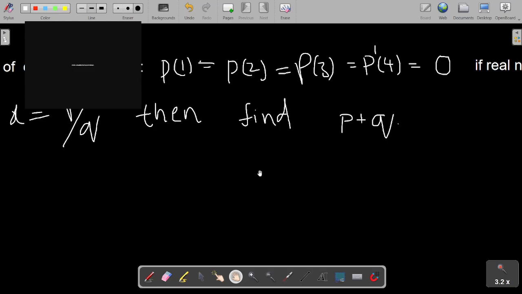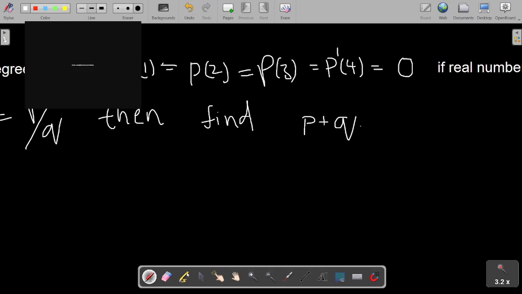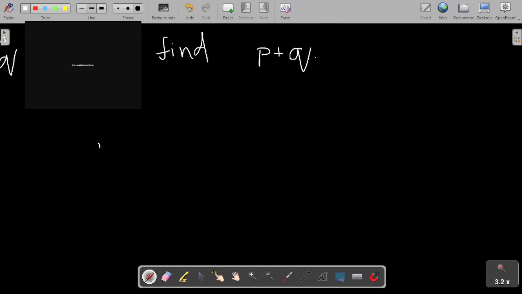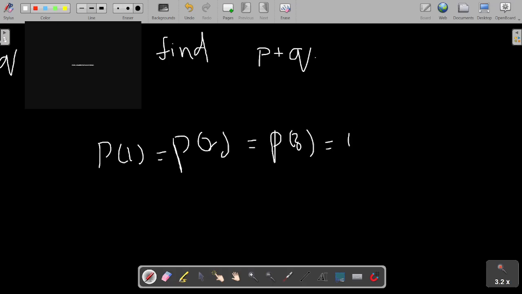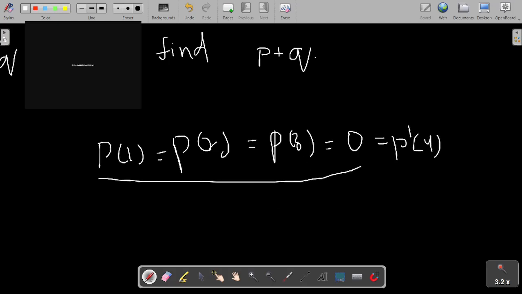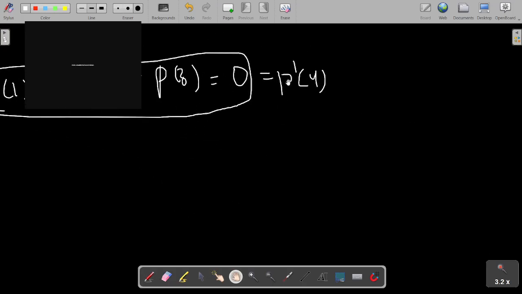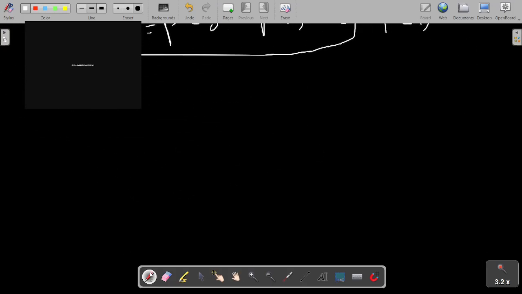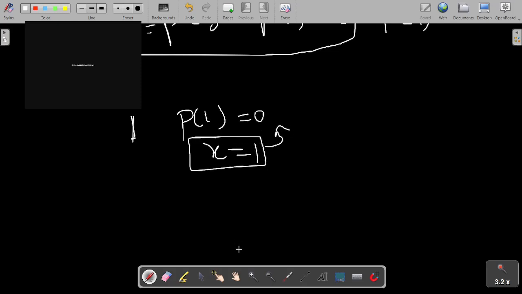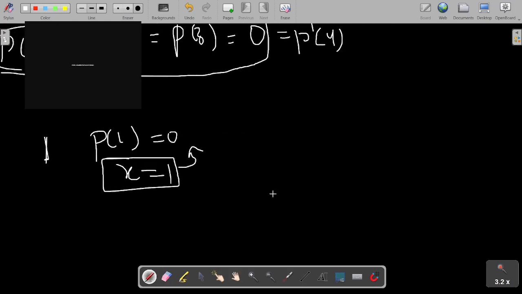So let's solve this problem. Let's deal with this expression. P of 1 is equal to p of 2 is equal to p of 3 is equal to 0, and this is equal to this. We can deal with this later. So when is p of 1 equal to 0? When we put x value equal to 1, so this is a root for this equation.